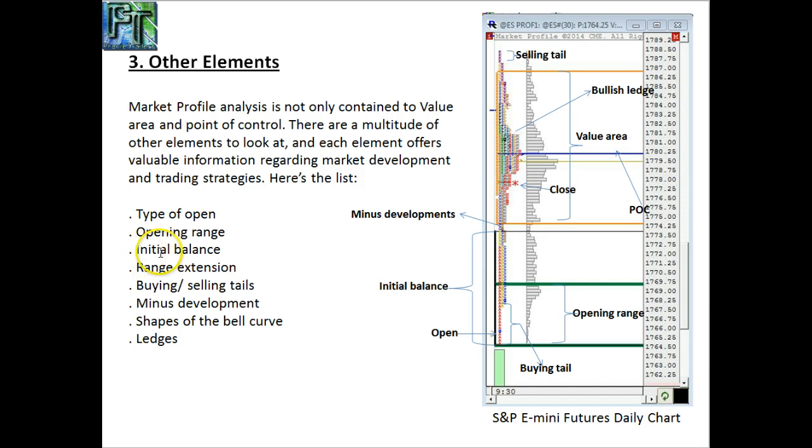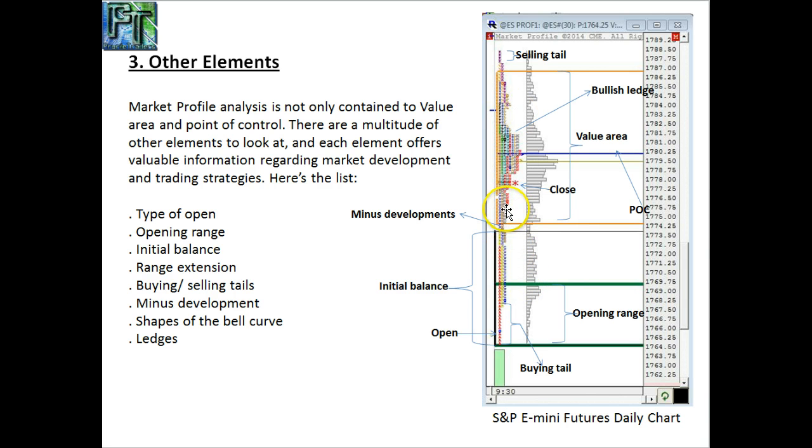Then you have to deal with your initial balance, which is the range of your first hour of trading, which brackets the high of A period and B period. So A and B represent the first hour of trading. Whatever that range is, which is bracketed by this black line called initial balance. 90% of the time, at some point during the day, price will exit out of that range.